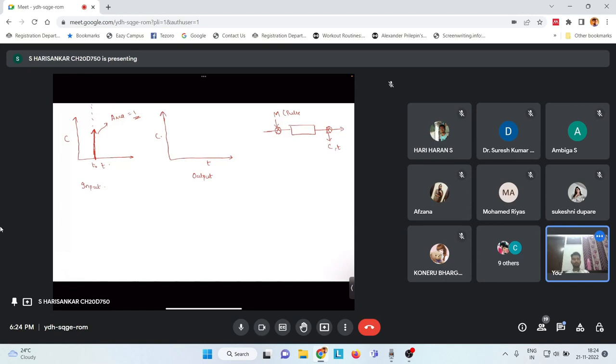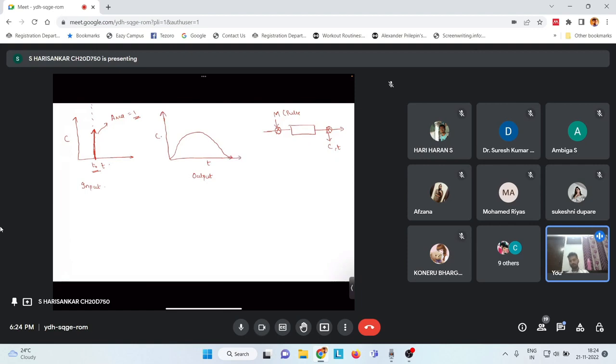So we are having an input of this pulse tracer at time t0, and we get an input curve like this. The output will be something of this sort. Let this be. So let's say we have an output like this.